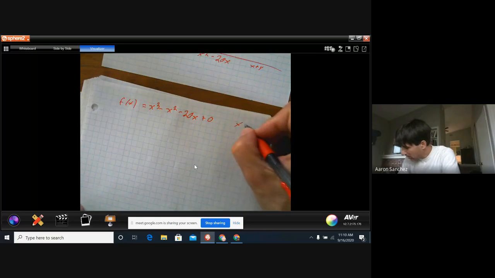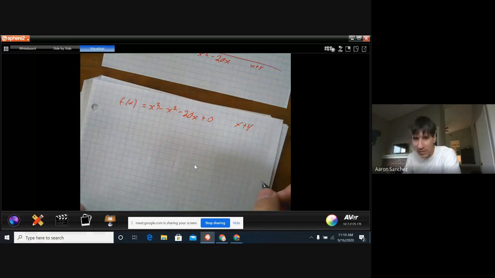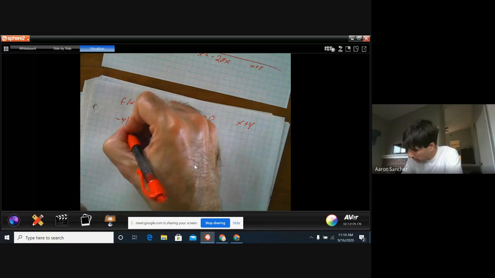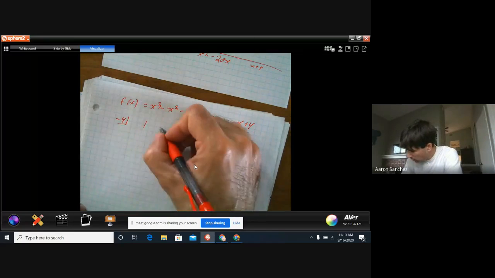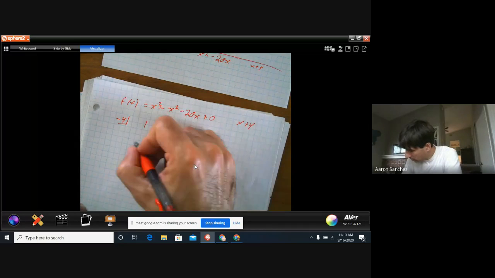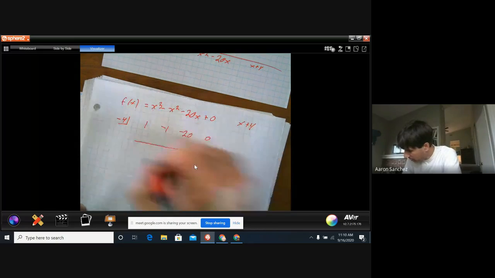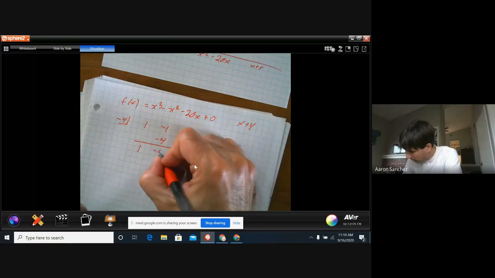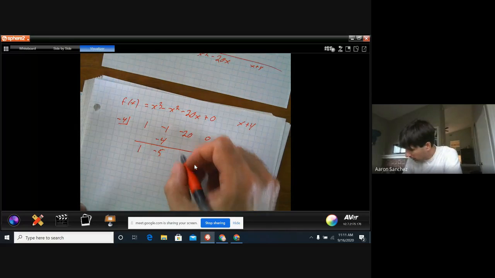So is x plus 4 a factor? Prove that it's a factor. If it ends up being 0, then it's a factor. So we want -4. We want 1, -1, -20, and 0. I'm just going to factor it out because I feel like time's going so fast. You guys are probably ready to get out of here.